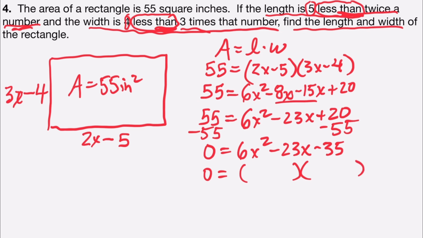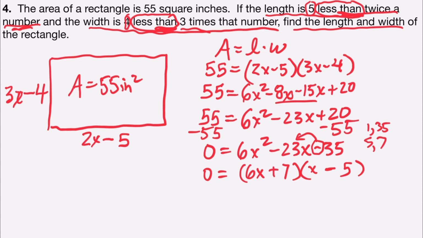6x squared, I can choose 1 times 6 or 2 times 3. First, I'm going to try 6x times x. And for 35, I can choose 1 and 35 or 5 and 7. But I know that my outside product combined with my inside product has to subtract to give me 23. So I'm going to use 7 and 5 so that 6x times 5 would be 30x minus 7 times x is 7x, and 30 minus 7 is 23. So I want a negative 30 and a positive 7 to give me negative 23.